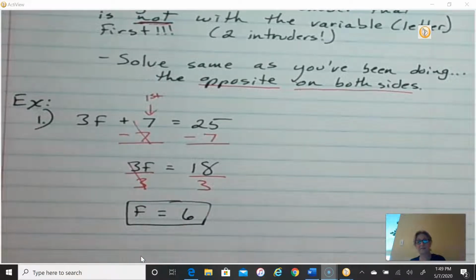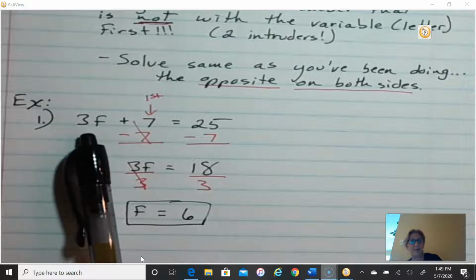That's what we're doing today. That's it. We're isolating the variable, getting the letter all by itself. We're trying to find out what f is.